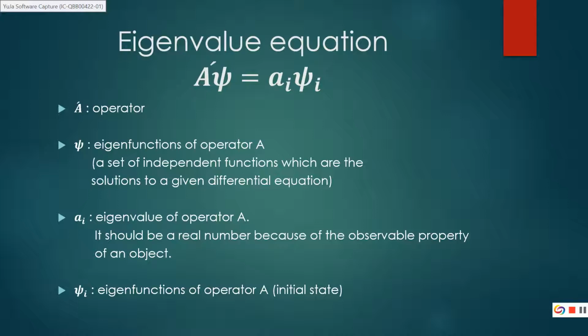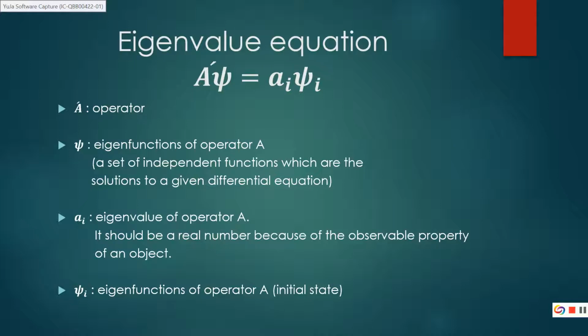I found out that this postulate is highly related to one equation, which is an eigenvalue equation. This is how the eigenvalue equation looks. It looks complicated, but if we analyze what is what, it becomes straightforward. First letter that appears is A. This is an operator for the equation. And the second is psi. This is an eigenfunction of operator A. An eigenfunction means a set of independent functions which are the solutions to the given differential equation. The last one is another psi, which is again an eigenfunction of the initial state of operator A. It should be a real number because of the observable property of an object.